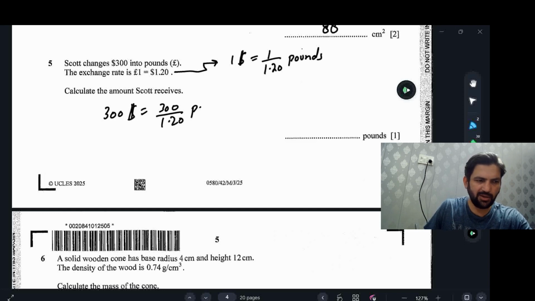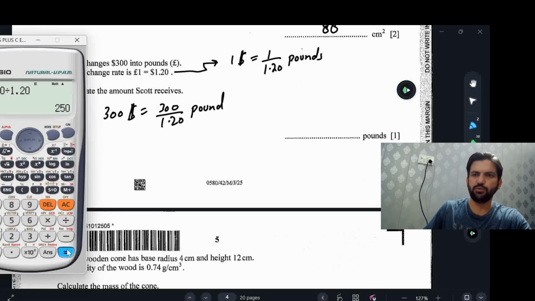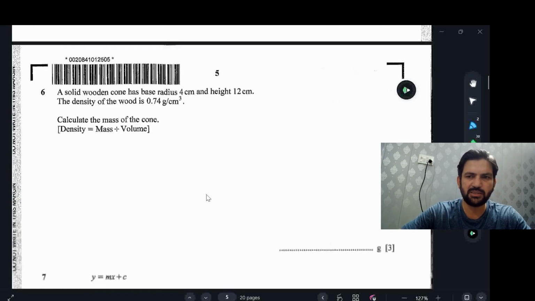So we can easily find out the final result. The final result will be 300 divided by 1.20. So this will be 250. So the final answer should be 250 pounds. Let's move to question number 6.